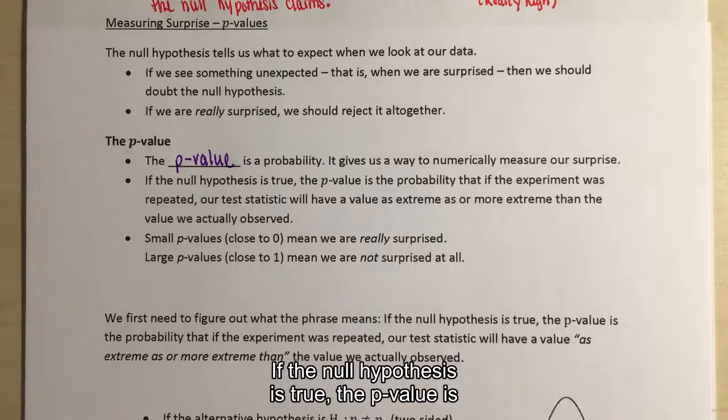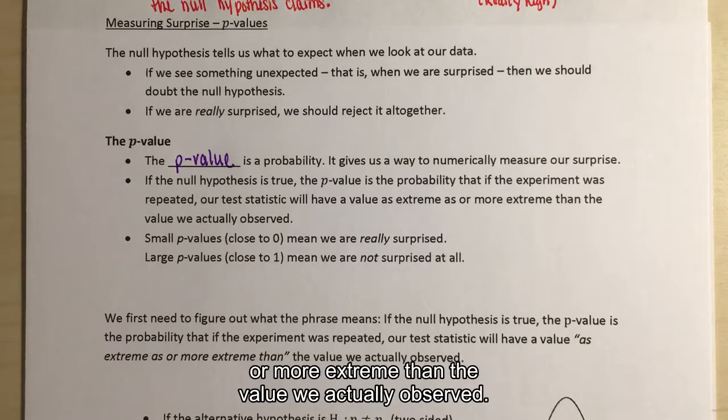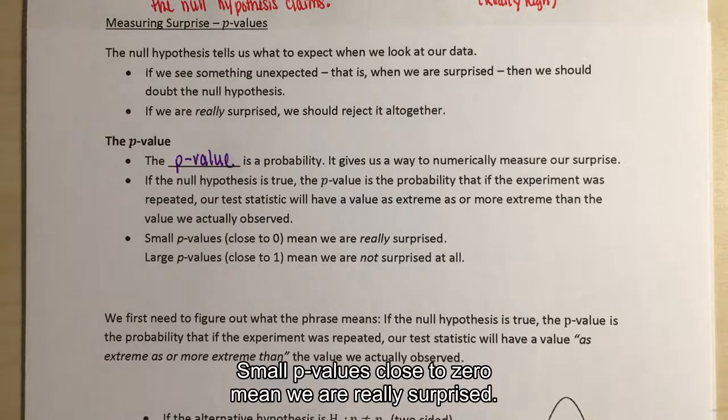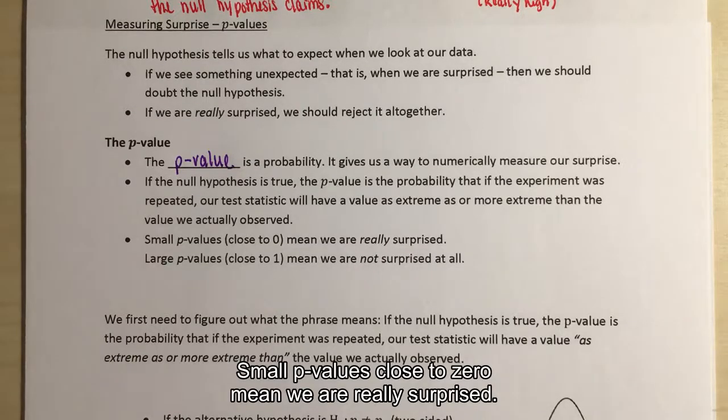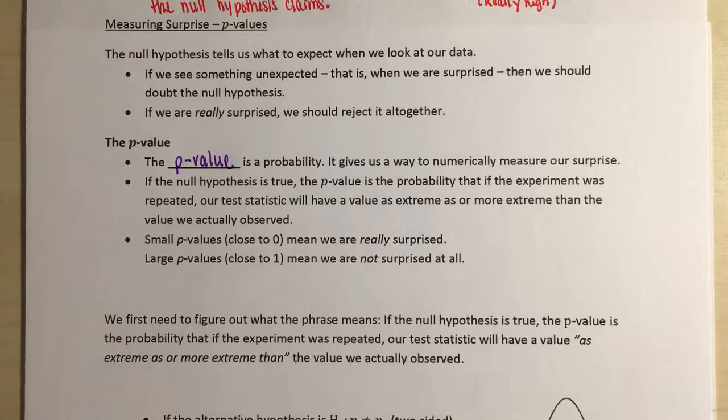If the null hypothesis is true, the p-value is the probability that, if the experiment was repeated, our test statistic will have a value as extreme or more extreme than the value we actually observed. Small p-values close to 0 mean we are really surprised. Large p-values close to 1, or 100%, mean we are not really surprised at all.